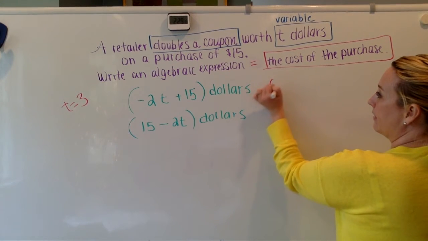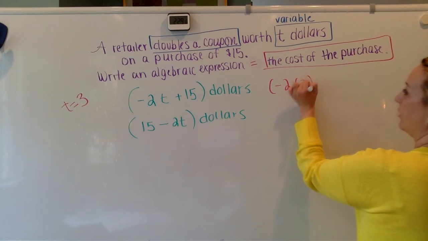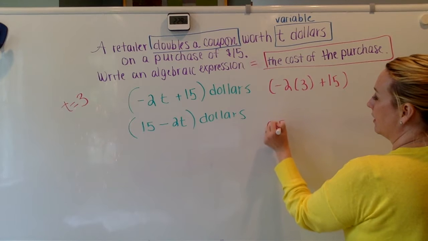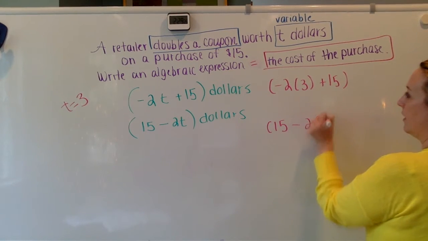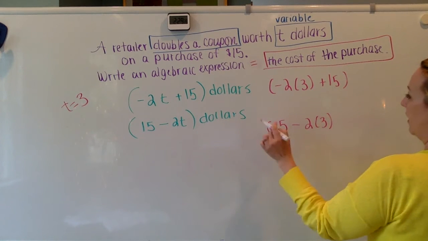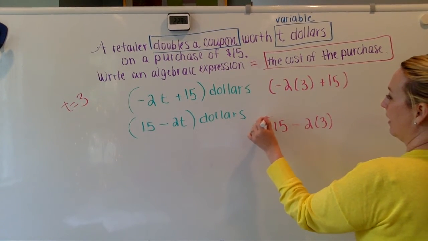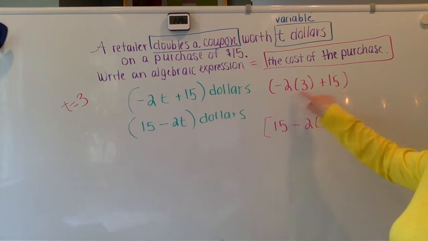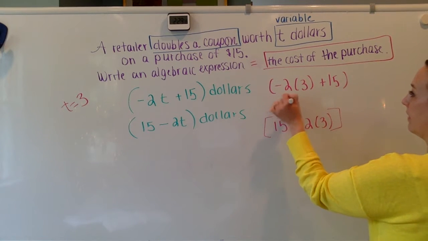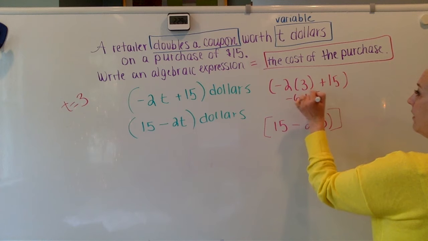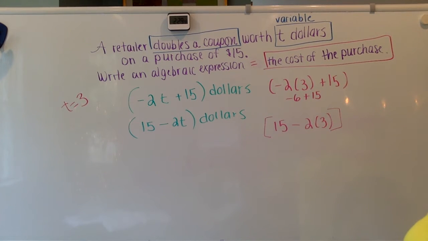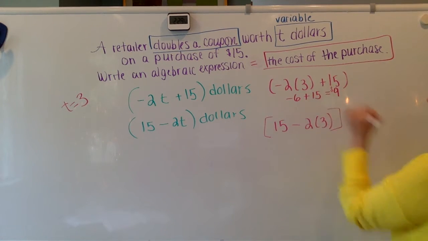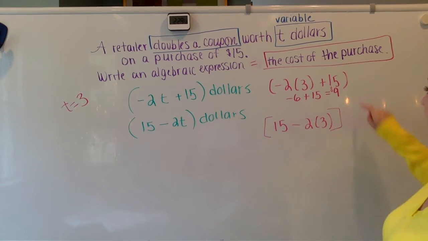So if I go over here and I substitute negative 2 times 3 plus 15, and then 15 minus 2 times 3, and I probably will just write that. Doesn't really matter. So negative 2 times 3 is negative 6, right? Negative 6 plus 15 equals 9. So the cost of the purchase, if t is worth 3, is $9.